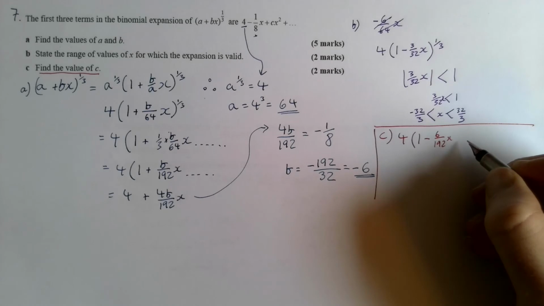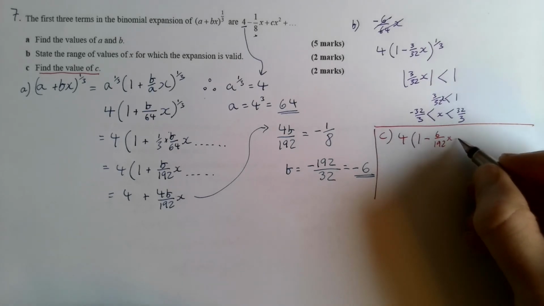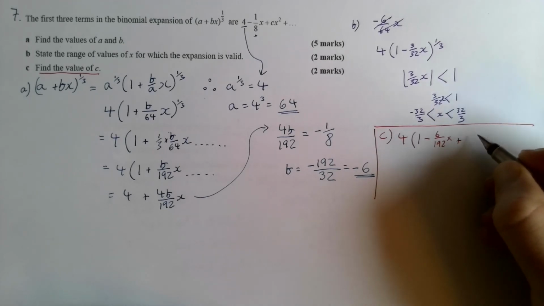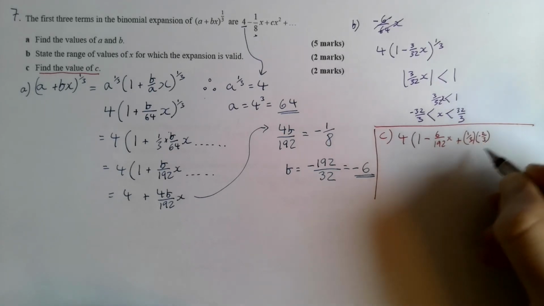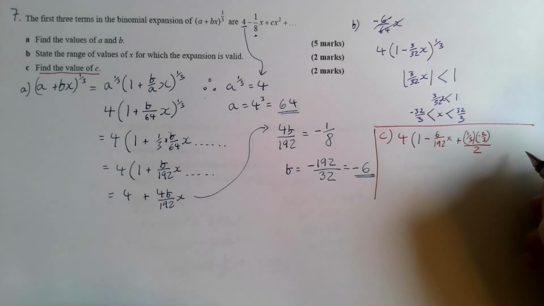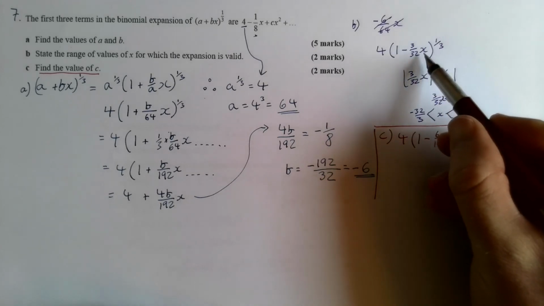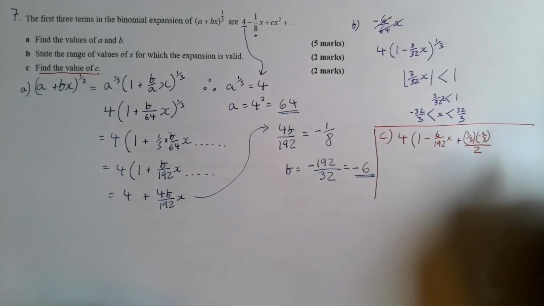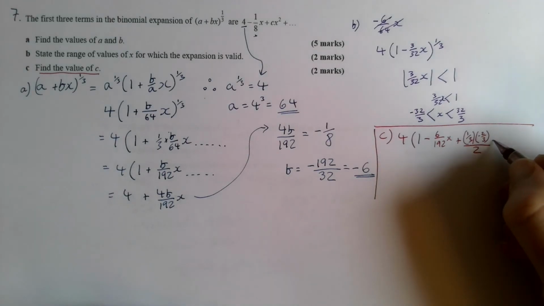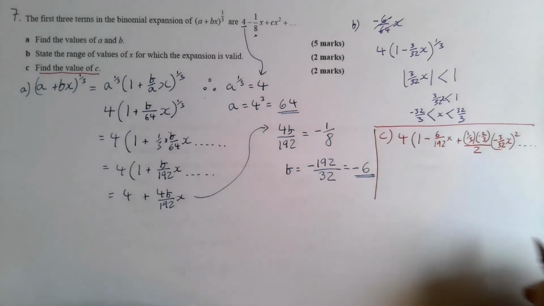So on the next bit, if you look in your formula booklet, it is n times n minus 1, where n is 1/3, times n minus 1, which is going to be negative 2/3. That's all going to be divided by 2, and then multiplied by x squared, but our x is actually negative 3 over 32, so it's going to be negative 3 over 32 x squared, and carry on.